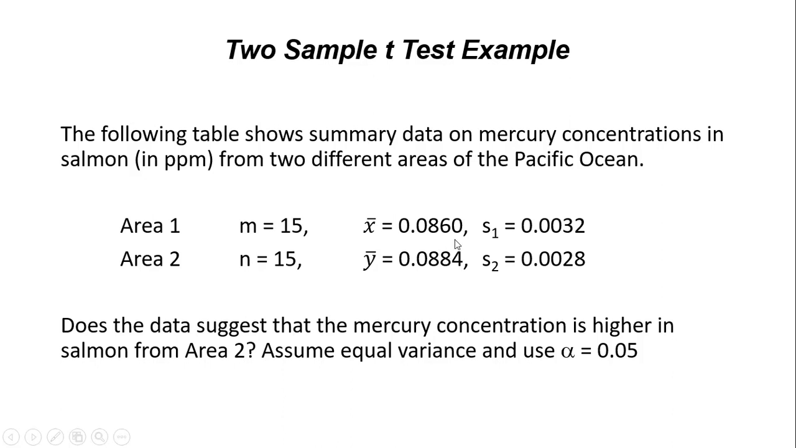The question is, is this difference enough to be considered statistically significant? These are the sample standard deviations. So our formal question: does the data suggest that mercury concentration is higher in salmon from area 2? Okay. Assume equal variance, and we'll use a significance of alpha equals 0.05.